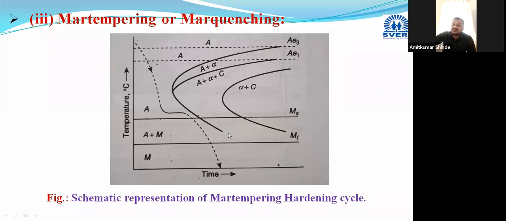Okay, in the oil or air medium. Second time we are using oil or air medium. Here the final product obtained is martensite. Okay, finally we'll get the martensite. How have we done the cooling?